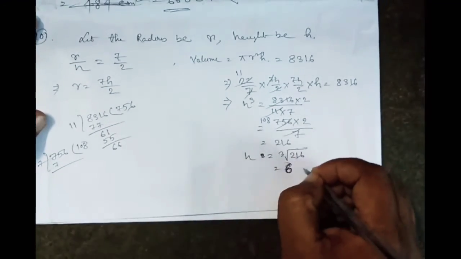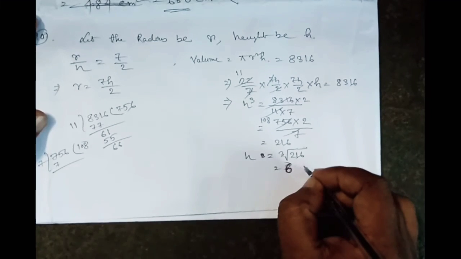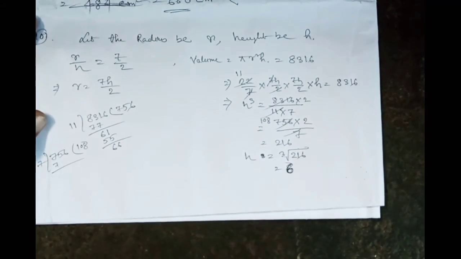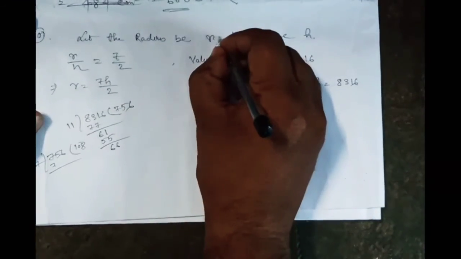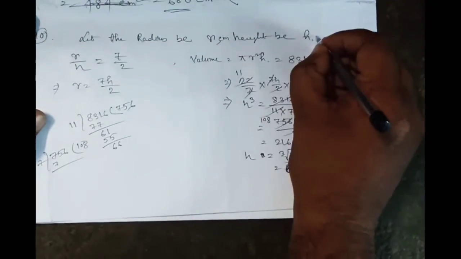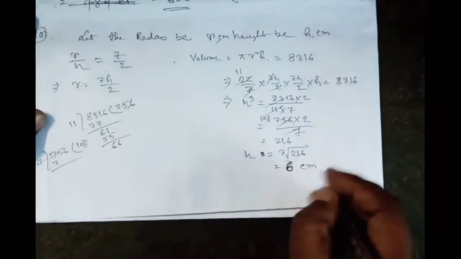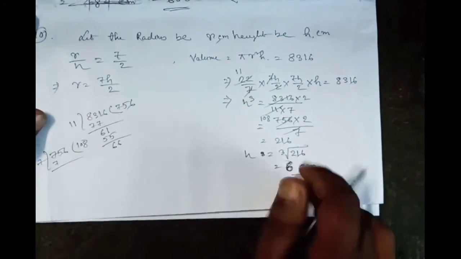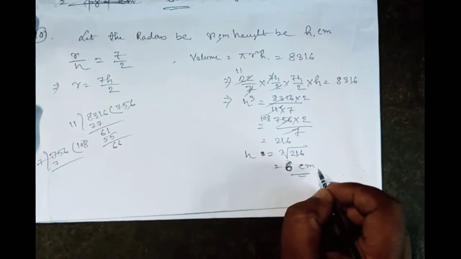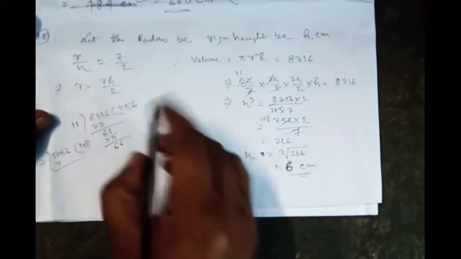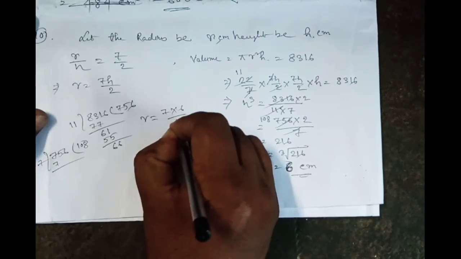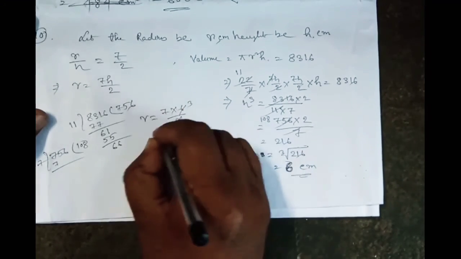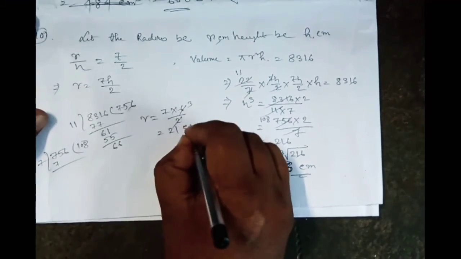So h is equal to 6 centimeter obviously, and this should be r centimeter, this would be h centimeter. So if h is equal to 6 centimeter, so r is equal to 7 into 6 by 2, r is equal to 21 centimeter.